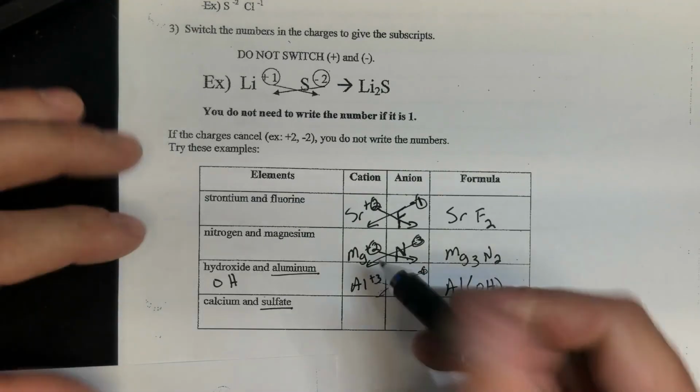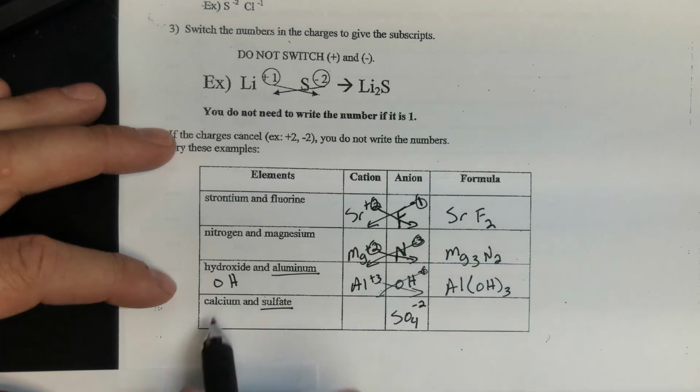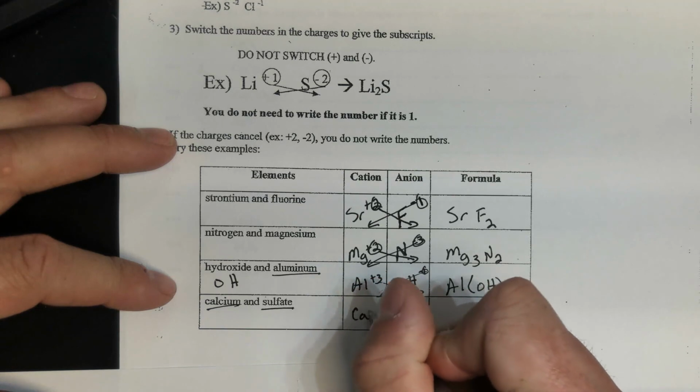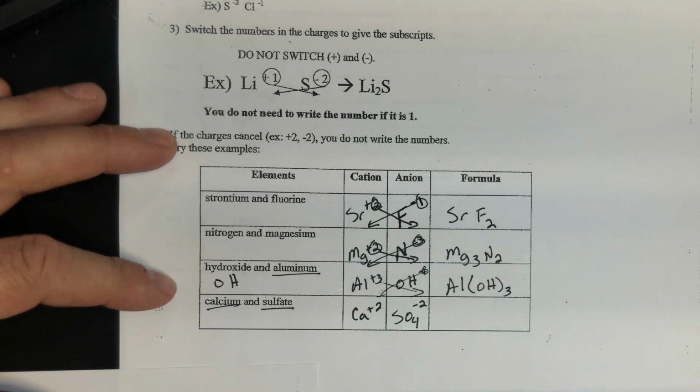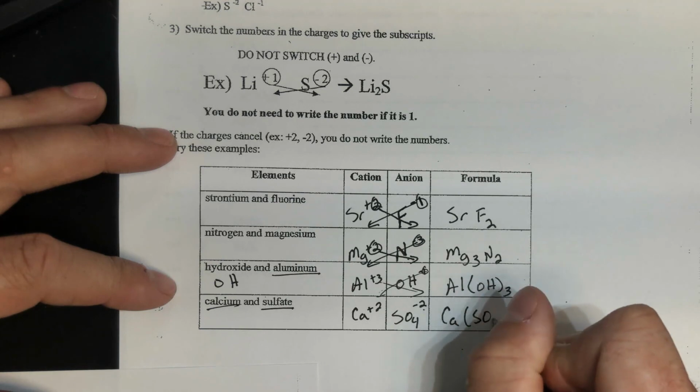So negatives are going to be our anions. SO4 to the -2. Calcium is going to be a +2. It's in group 2. It wants to lose and become a cation. Since you have a +2 and a -2, you just reduce them. So you've got a Ca, put a parenthesis, SO4.